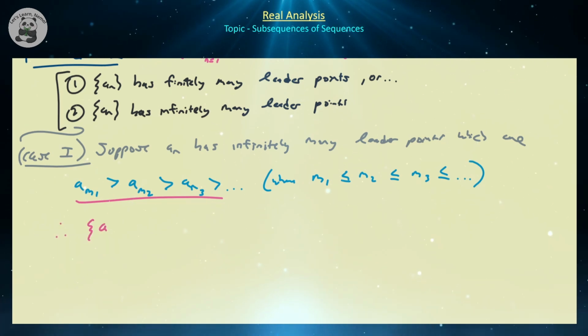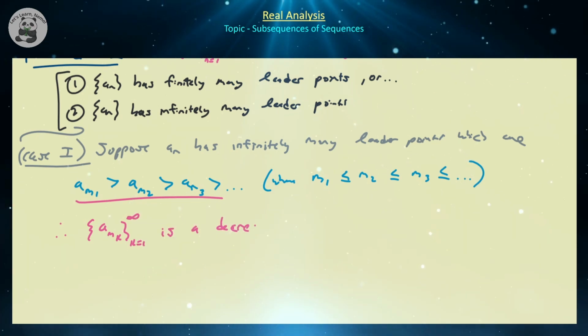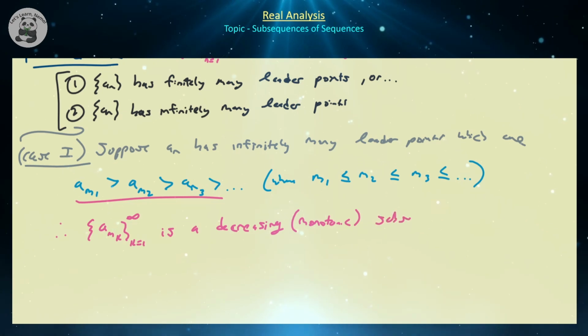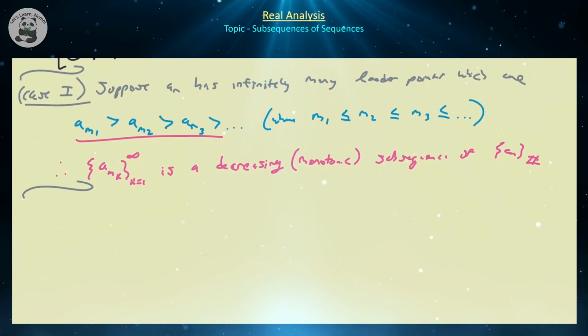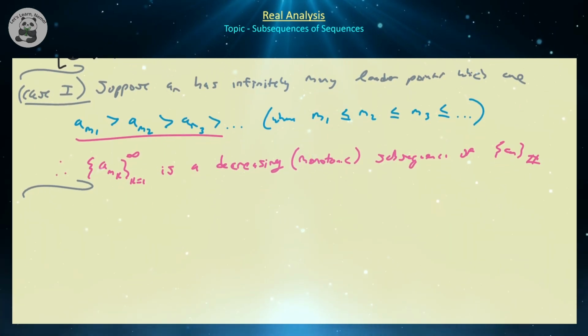Well, so a_{mk}, where k ranges from 1 to infinity, is decreasing. Now, we don't really need a decreasing sequence, but it is monotonic, right? And in particular, it's a subsequence of a_n, right? And that completes the proof, at least for the case 1 scenario, right? So if it has infinitely many leader points, we can list them in this order, and that generates a decreasing monotonic subsequence of a_n. So that's actually quick to construct.